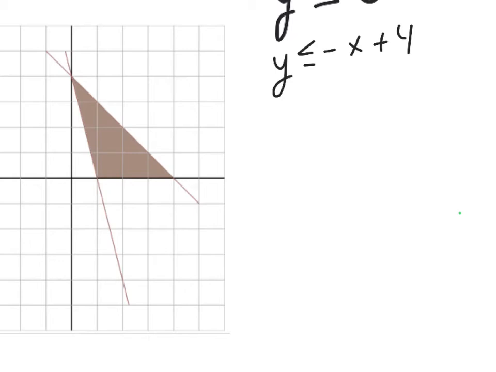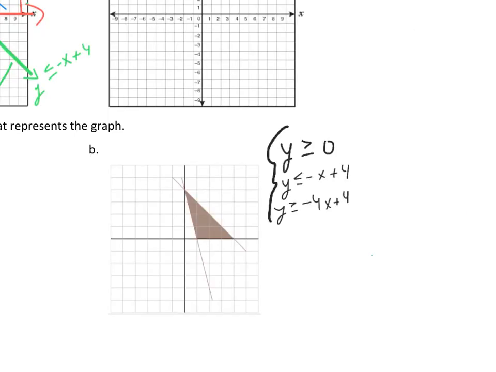And then we need to start with our y. So this line here, it's definitely not shaded below, so it's shaded above. And above means greater than, and it's a solid line, or equal to. So our final answer for letter B is that we have the system of inequalities: y is greater than or equal to 0, y is less than or equal to negative x plus 4, and y is greater than or equal to negative 4x plus 4.